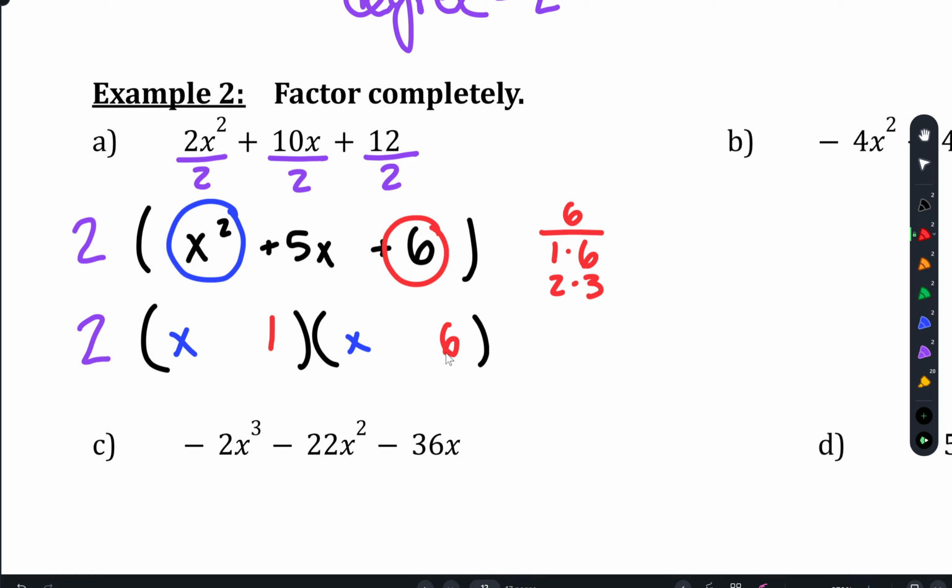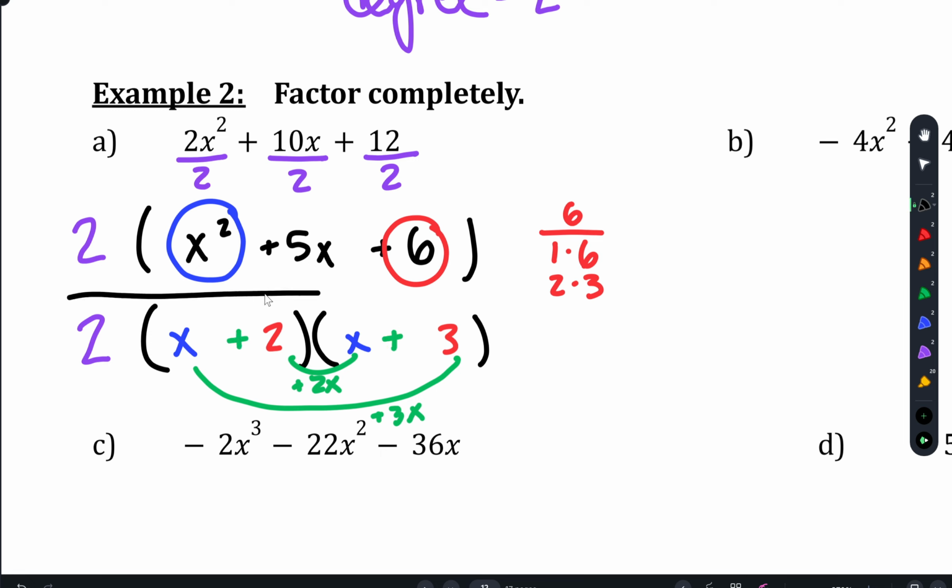Some of these look right, but they're not right. So we're going to try 2 and 3 instead. We have 2x here. We have 3x here. I know I want a positive 5, so both of those should be positive. And then this whole thing is my answer, right?